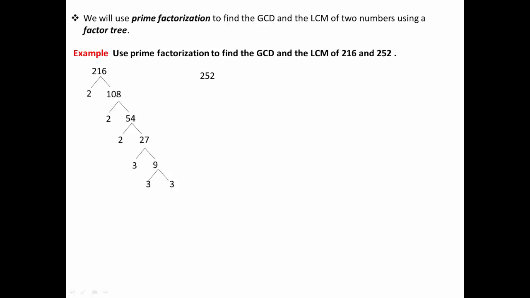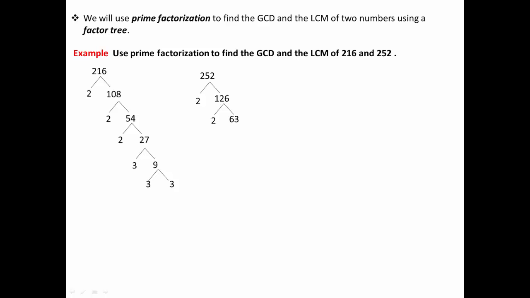252 is an even number, so it is divisible by 2. 2 times 126 equals 252, so 2 and 126 are factors of 252, therefore they can be on the factor tree. Then 2 will divide evenly into 126 63 times, so 2 and 63 are on the factor tree.